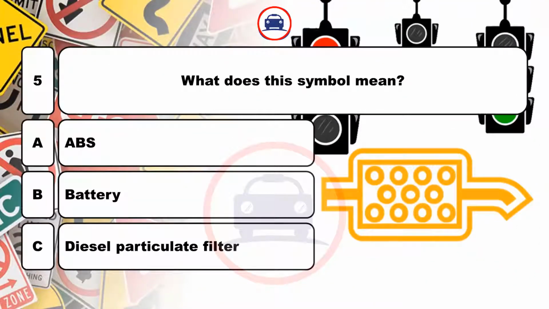What does this symbol mean? A. Anti-lock braking system. B. Battery. C. Diesel particulate filter. Correct answer C. Diesel particulate filter.